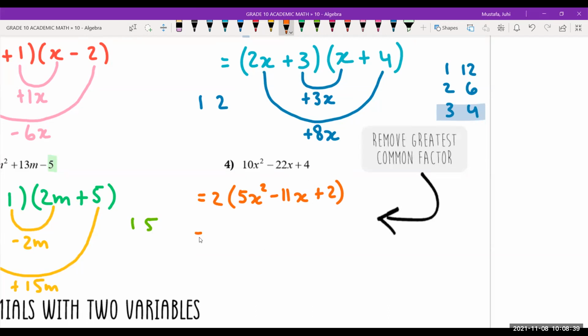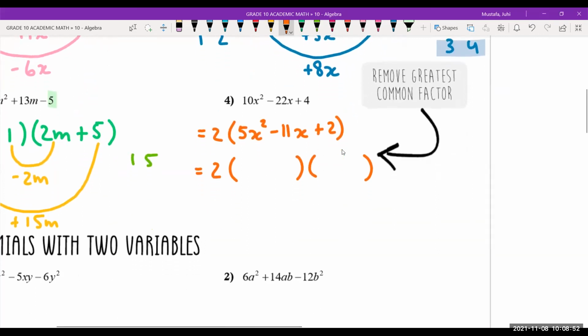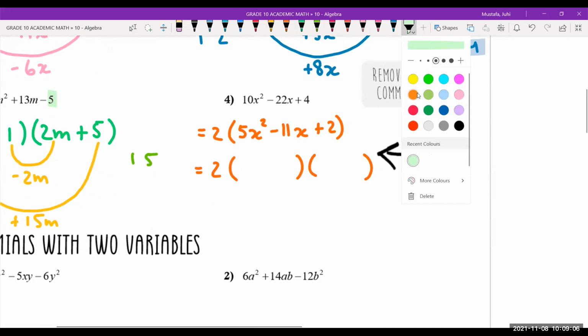Now, once you have factored out the 2, you don't need to worry about it anymore. You just keep it in the front of your equation. But when we're actually factoring, we're only going to be looking at what is inside of the bracket. So we're now factoring 5x squared minus 11x plus 2. We don't need to worry about the 2. The 2 is just outside. It hangs out there for the rest of the question. All right, so how are we going to factor this?